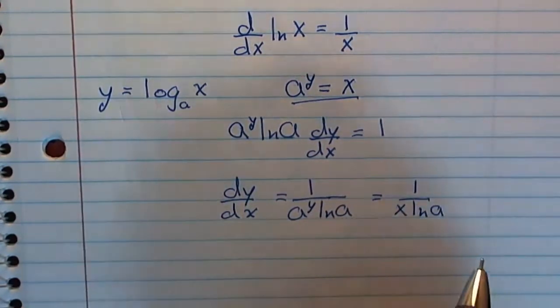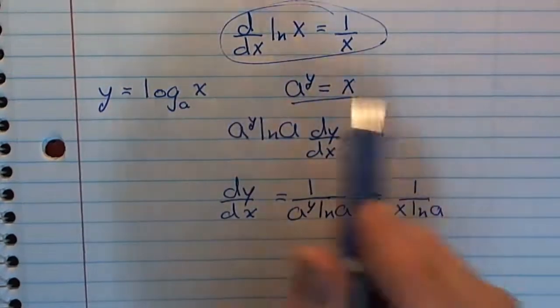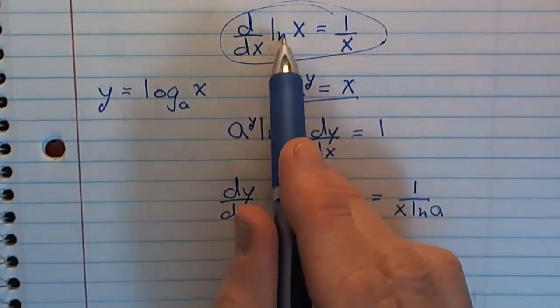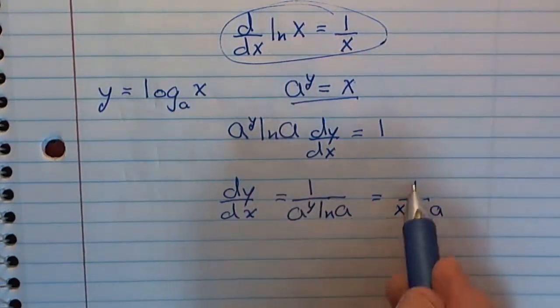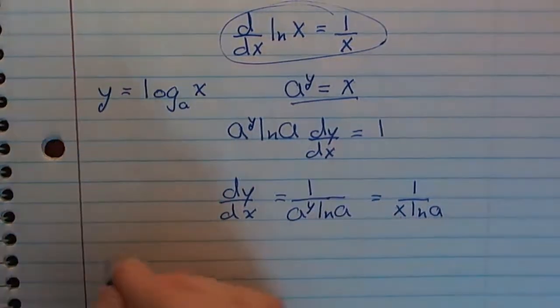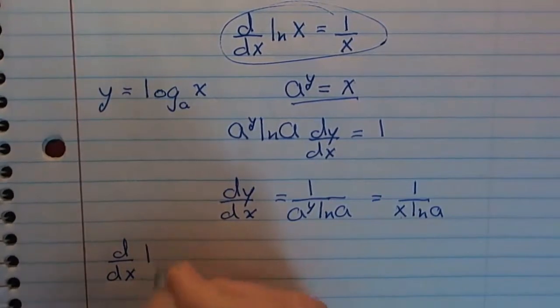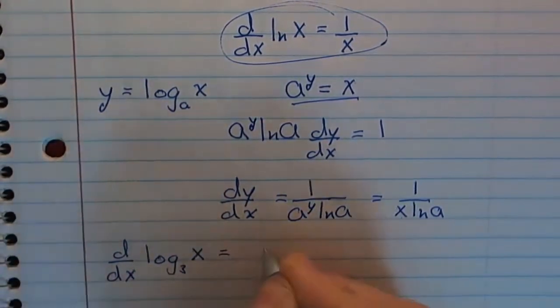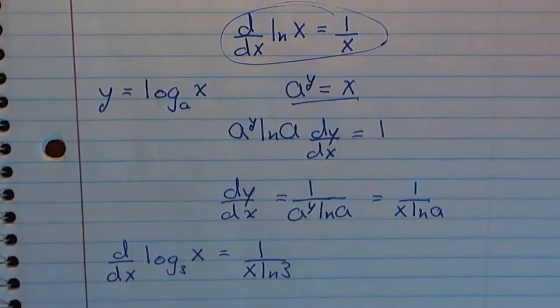Now notice that's a lot like the natural log result, where if you're dealing with base e, like this log is base e, if I put an e in here, this just reduces to 1 over x. Now, let's look at an example here. Let's suppose that we've got the derivative of log base 3 of x. Well, here we go. This is going to be 1 over x natural log of 3, like that.